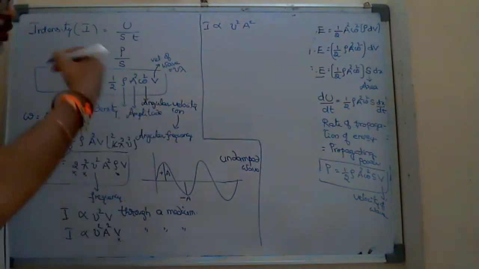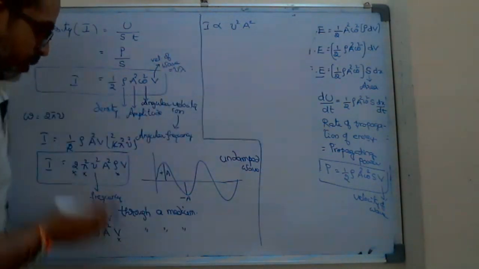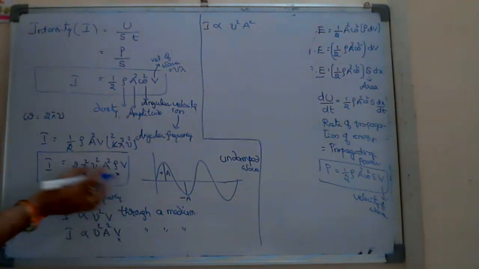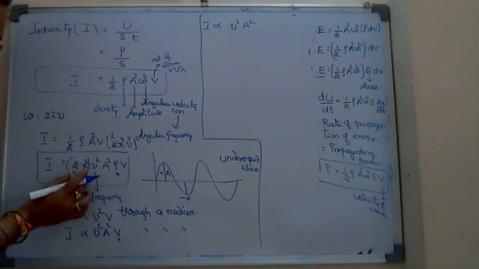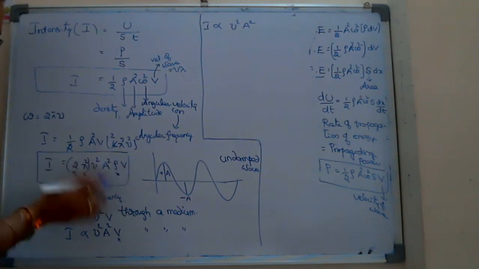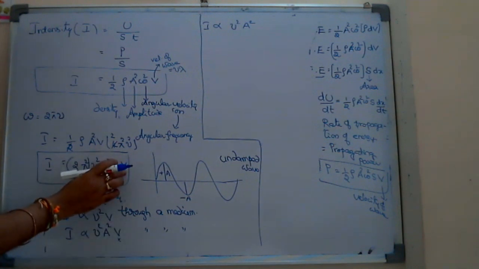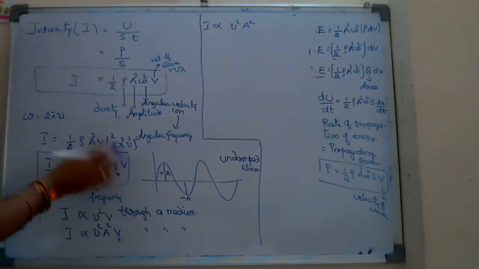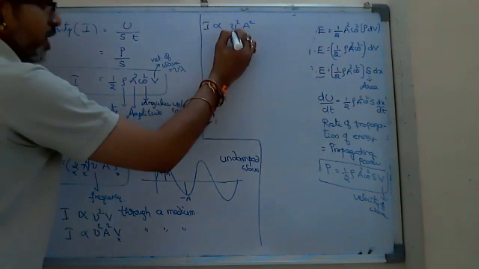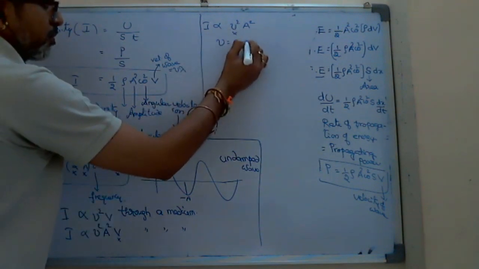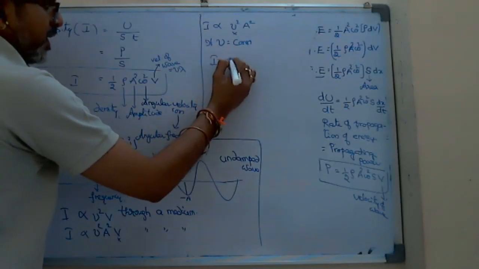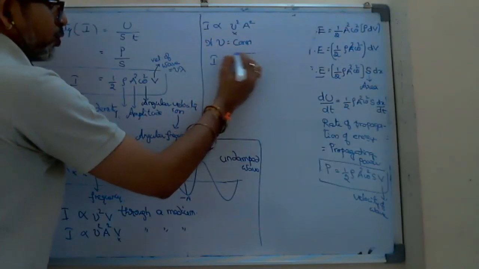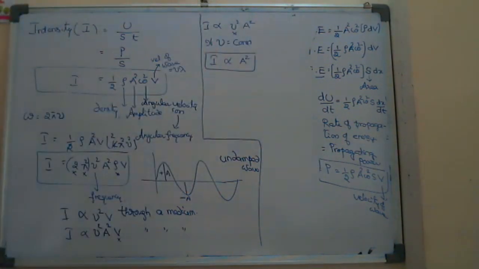If you are able to maintain constants one by one: first we kept 2 and pi square constant in the equation, and all the other things are variables. First we considered only one medium, so rho is constant. Next we considered propagating with the same velocity, so v is constant. Next, suppose you take frequency also constant, then you can say intensity depends upon the amplitude square. That equation we use even in optics also, so try to remember that equation.